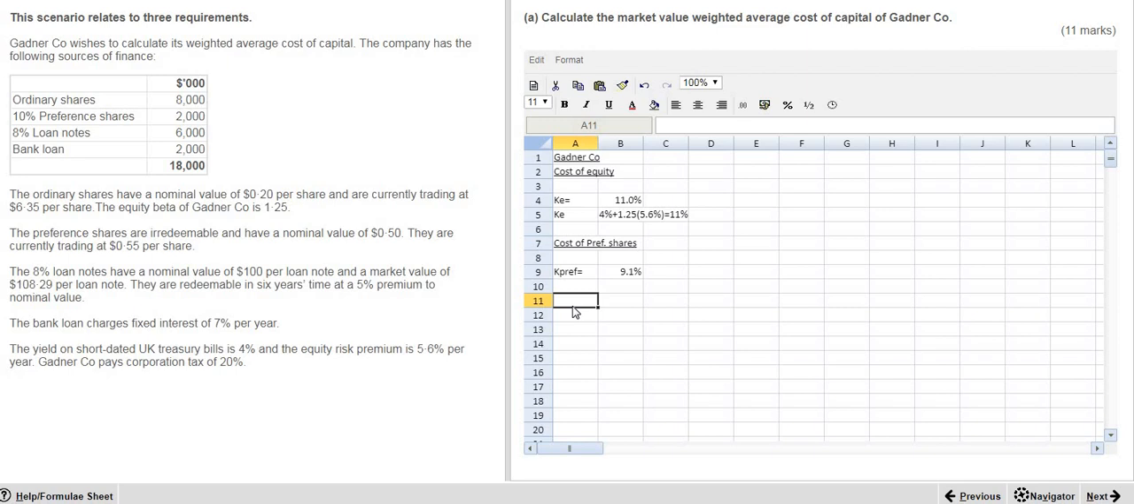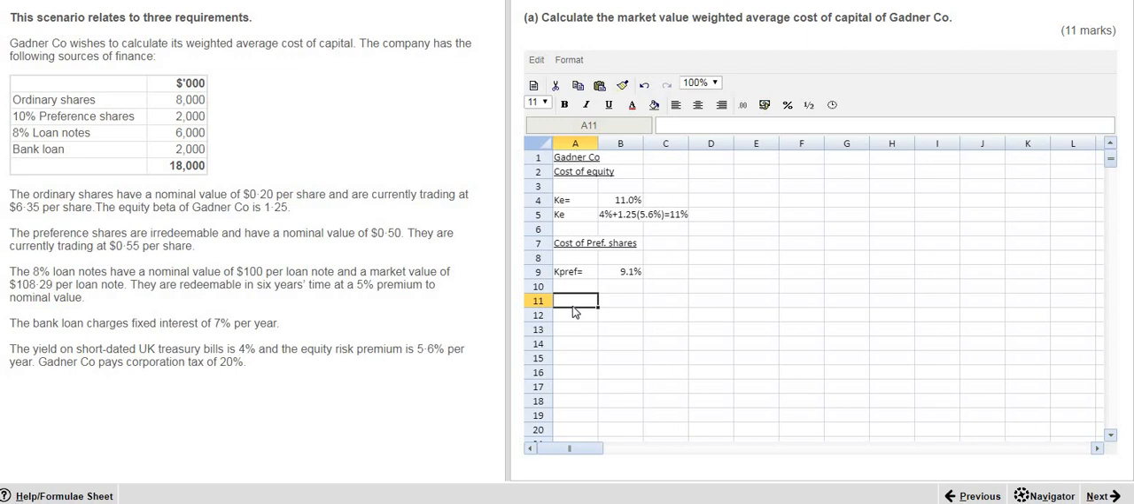What are we doing next? Cost of the loan note. That's cost of debt, which is a loan note. Now, this loan note is redeemable. If it were irredeemable, we would just do KD net equals I(1 minus T) over P0. But this is redeemable, which means we have to do the IRR.